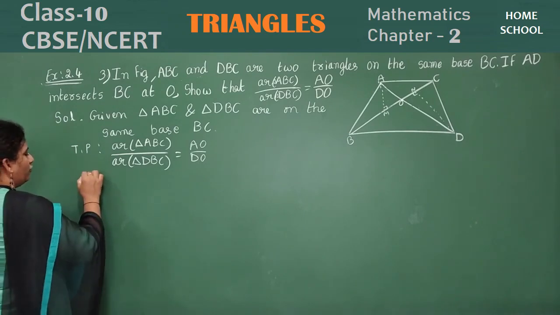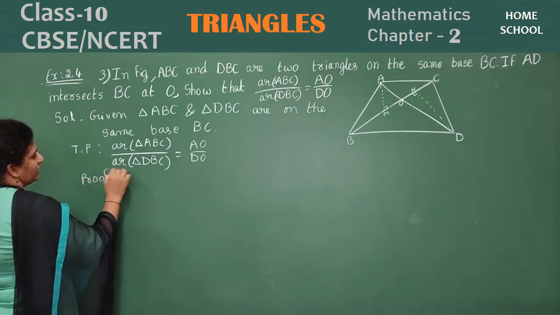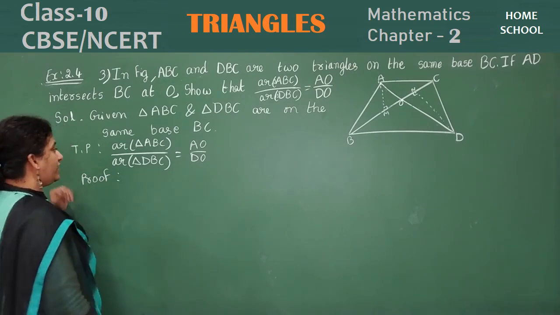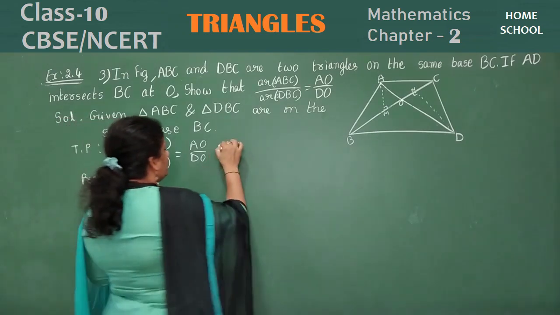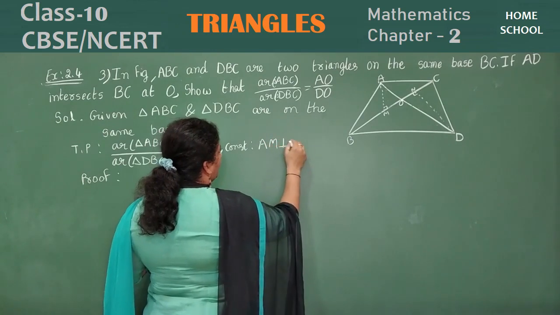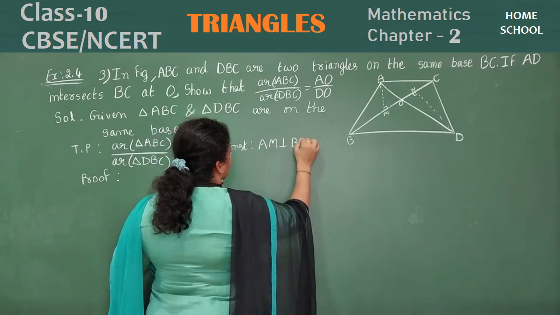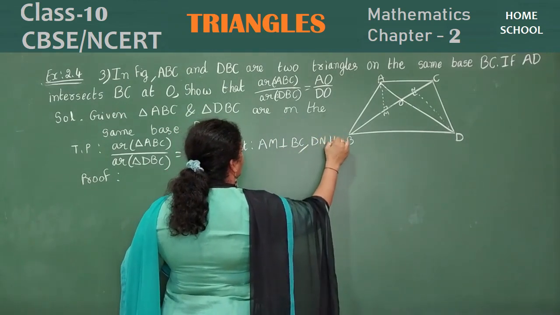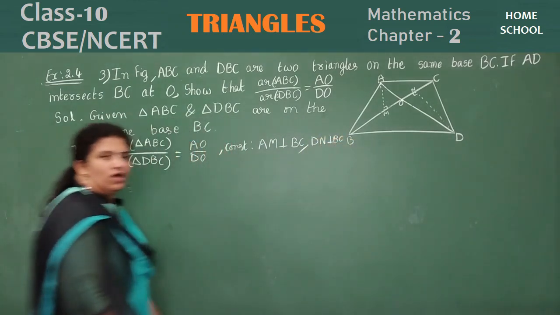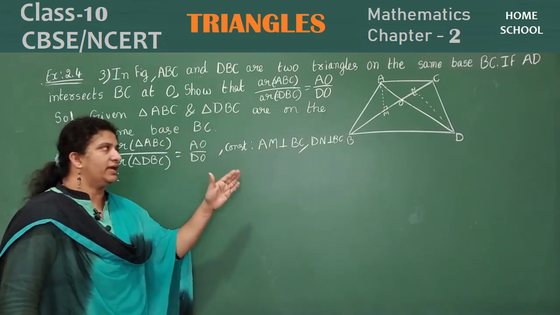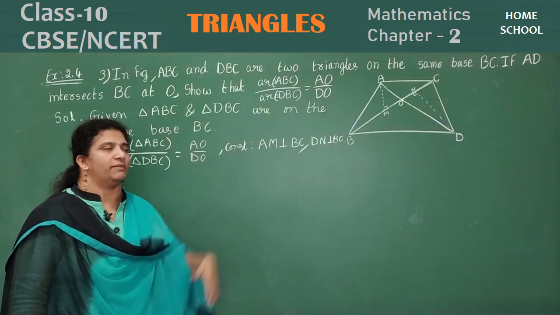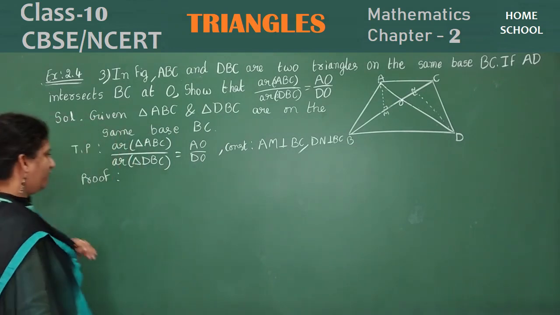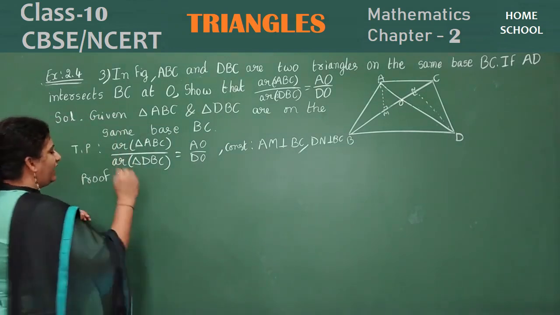Let's start our proof. How can we start, children, here? First, let me do the construction part. So we need to write the construction also, no? Draw AM perpendicular to BC and DN perpendicular to BC. AM perpendicular to BC and DN perpendicular to BC is the construction we have done. So now, how do we start our proof?